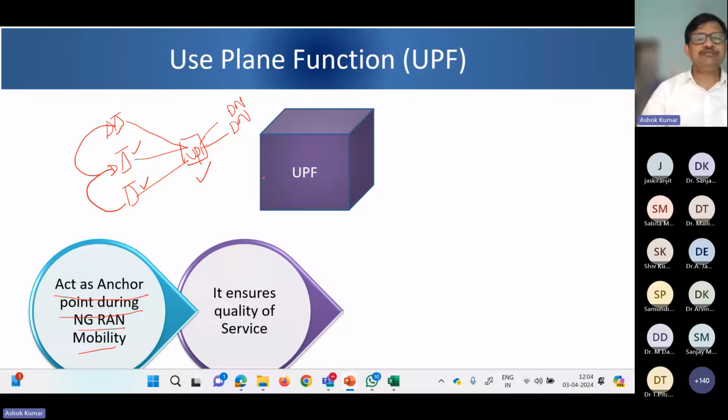Now UPF, as I said, is in the user plane. So based on direction from SMF, actual implementation of quality of service has to be done by UPF onto the interfaces between UPF and data network. On air interface, we know that gNodeB provides resources, but on these parts UPF handles. So it ensures quality of service.